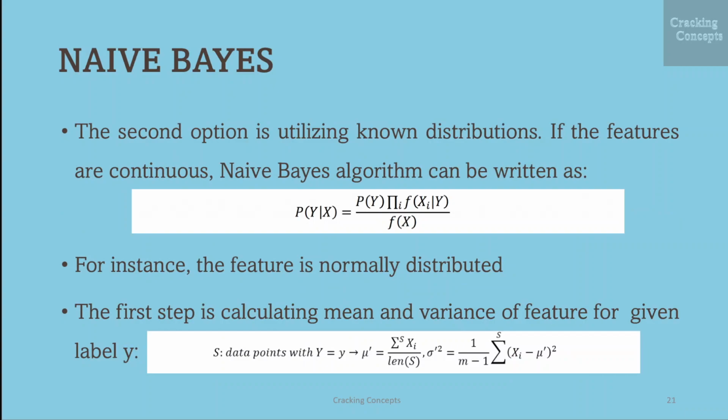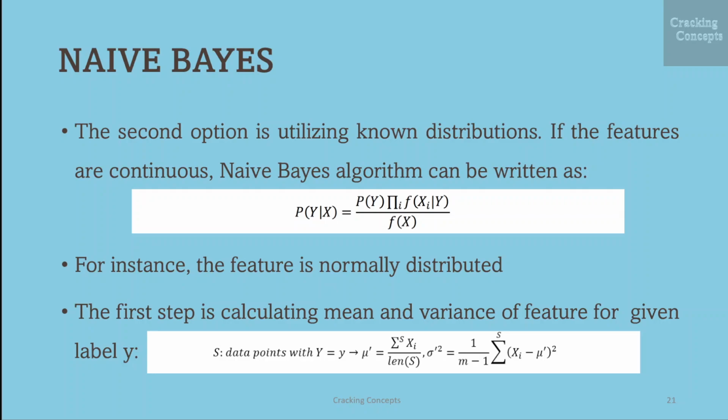Now the second option available is to utilize the normal distribution. If the features are continuous, then the naive Bayes algorithm can be written as p of y given x is equal to p of y into product of f of xi given y by f of x. For instance, if we visualize the data and see a bell curve-like distribution, it is fair to make an assumption that the feature is normally distributed.